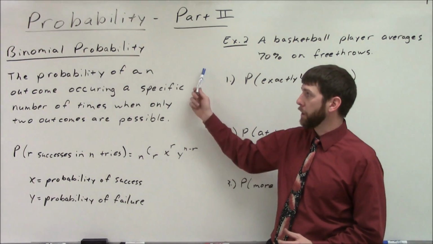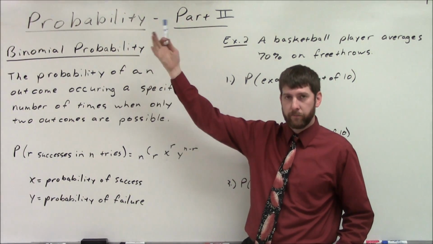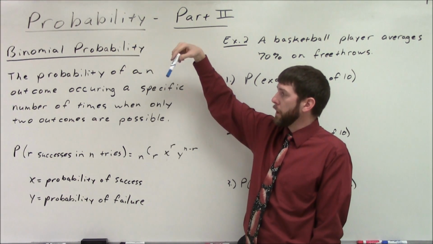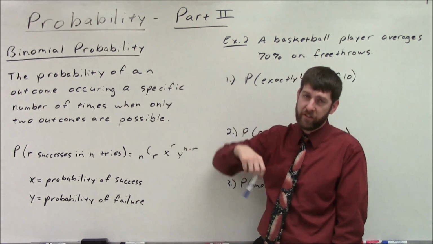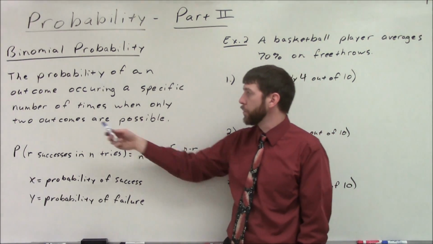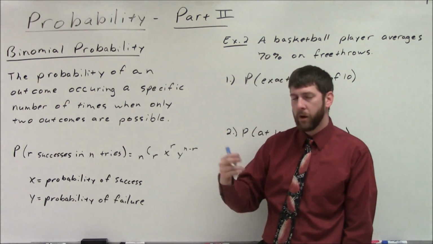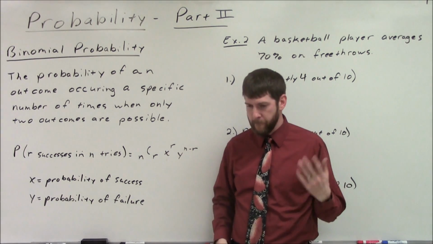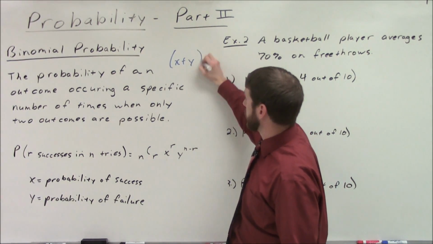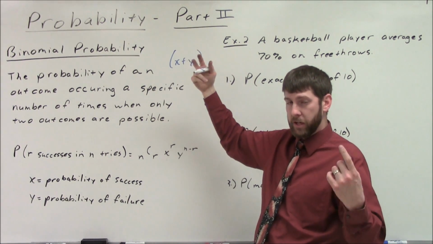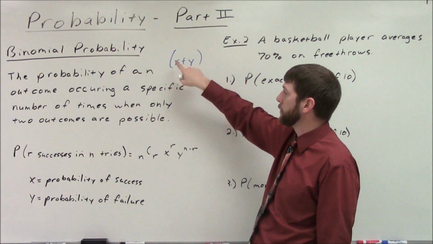Here we have binomial probability. Binomial meaning two terms. So binomial probability is the probability of an outcome occurring a specific number of times when only two outcomes are possible. Where the two terms come in is this idea that everything adds up to be 100%, and if there's only two terms, then we have a binomial.